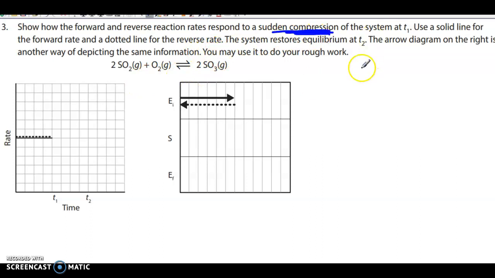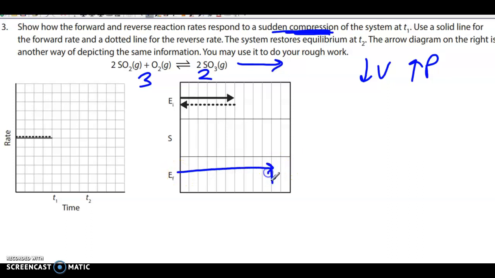Okay, so compression. So we have lower volume, increase in pressure. Here we have 3 versus 2. So that means we're going to have a shift towards the right, or the forward reaction, right? So no matter what, at the end result, our equilibrium is actually going to be higher, right? We already know that.